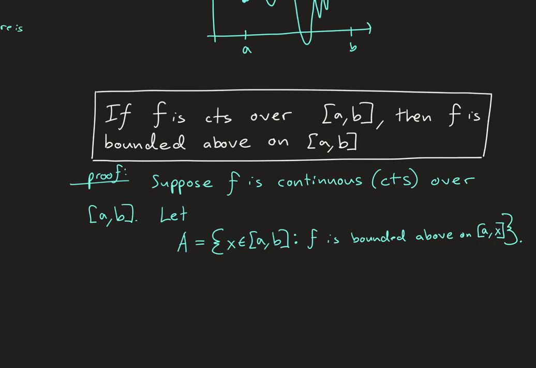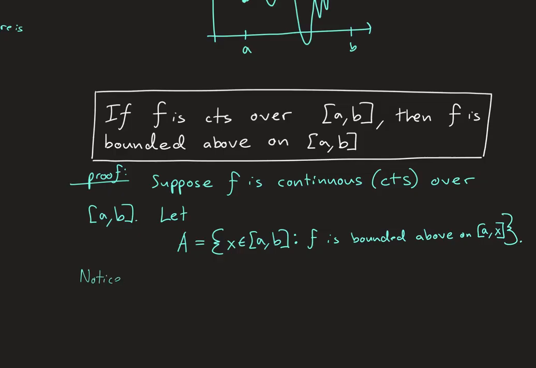But first of all, we want to show that we can use this new axiom, this completeness axiom, or this least upper bound property on this set. In order for us to use that, we need to make sure that this set A is not empty and that it is bounded above.